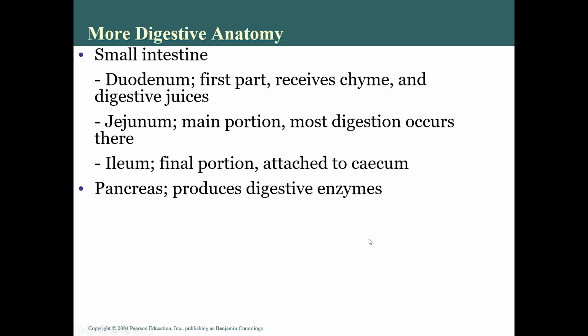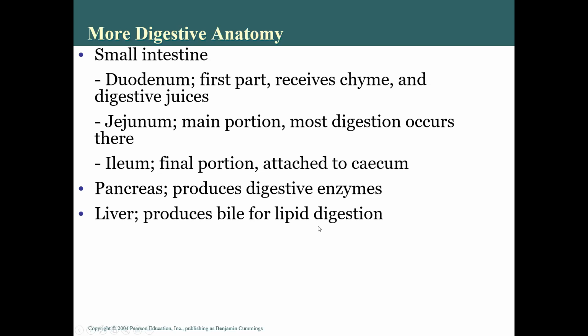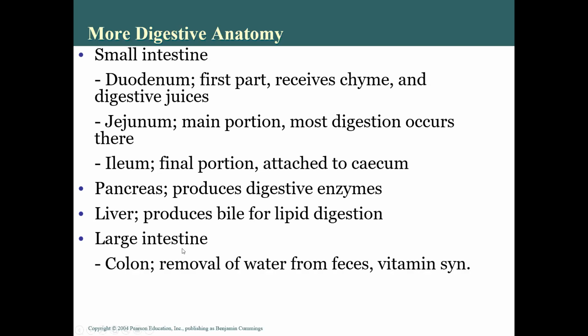The pancreas produces digestive enzymes in addition to hormones. The liver produces bile for lipid digestion. So the liver produces the bile that goes into the gallbladder. When you eat lipids or fats, it goes from the gallbladder into your duodenum. And what the bile does is help break the fats from large chunks into smaller ones so that you can digest it. The large intestine, the colon, is primarily for the removal of water from the feces and vitamin synthesis.